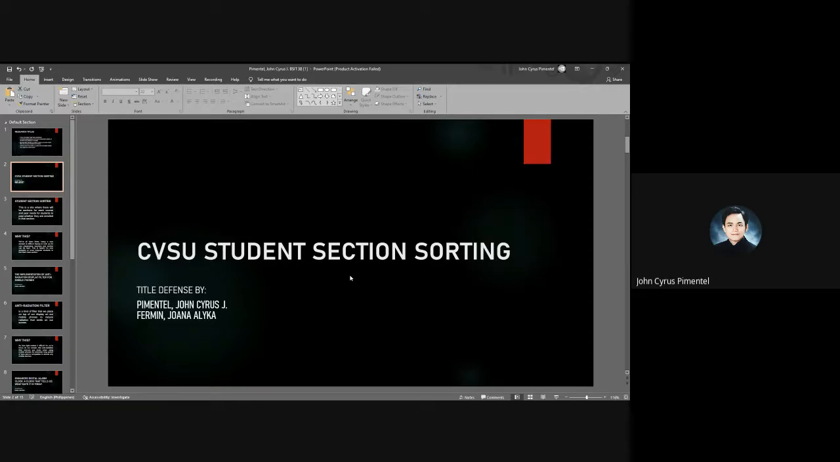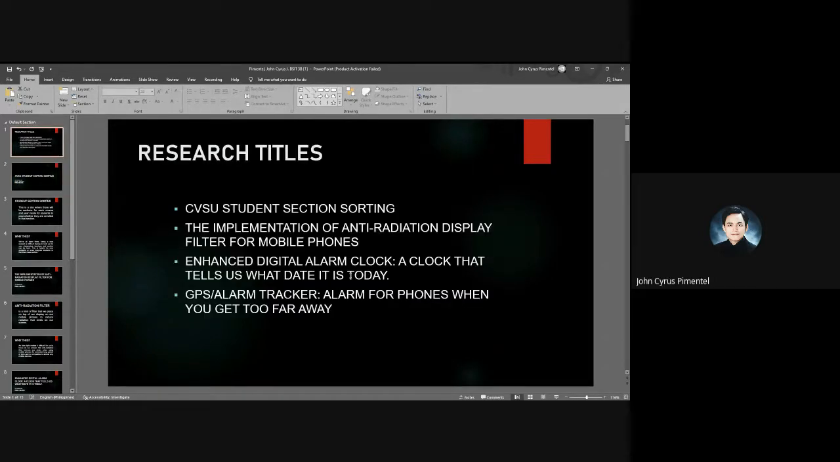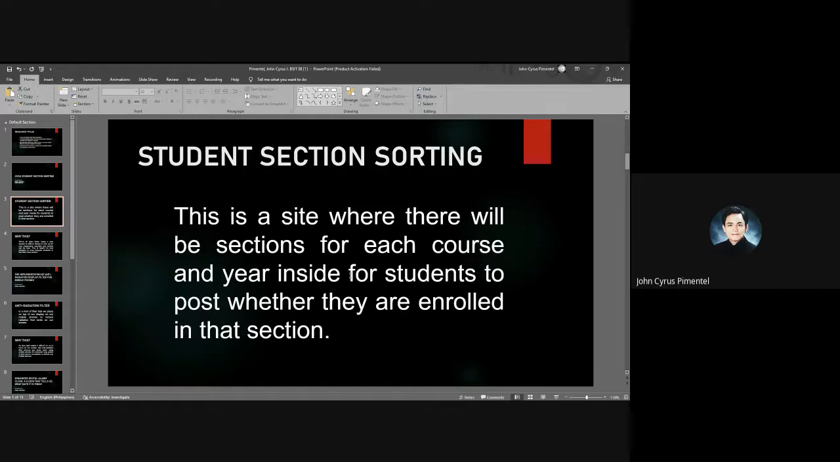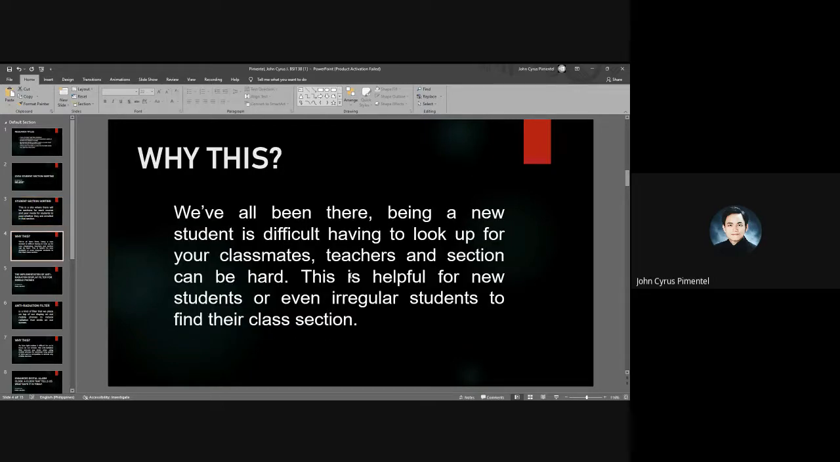This research title is called CVSU Student Section Sorting. This is a site where there will be sections for each course and year inside for students to post whether they are enrolled in the section. Why this? We've all been there. Being a new student is difficult. Having to look up for your classmates, teachers, and section can be hard. This is helpful for new students or even irregular students to find their class section.